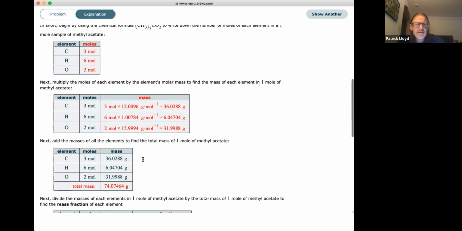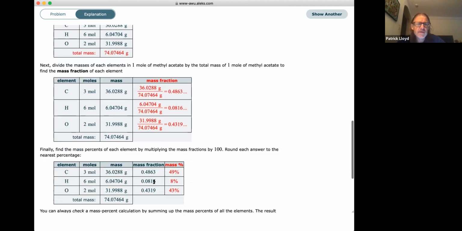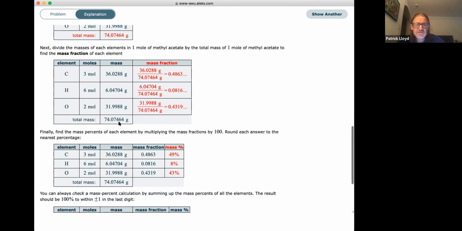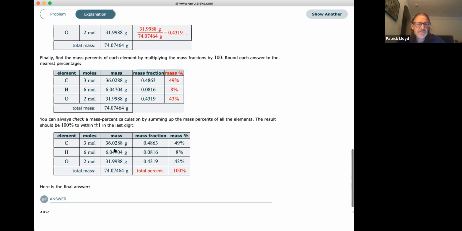We'll talk about that. But then they added the numbers together, got your 74.07464. Okay, so you've got that. They did the mass fraction for all 3 elements, carbon, hydrogen, oxygen, but you didn't need to do that. You just needed to do carbon because the question asked about carbon. Okay, there's your total mass, which we'll see is called the molar mass. And then they did the percentage breakdowns.